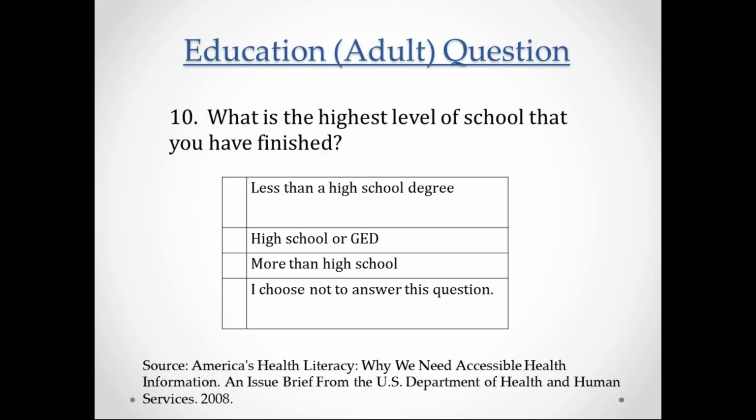As you can see here with the PRAPARE tool, it's a three-step stratification. It's very simple, so it doesn't get bogged down in a whole lot of detail: less than a high school degree, high school or GED equivalent, and then more than high school.